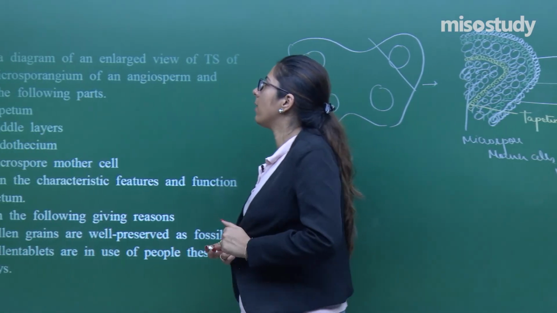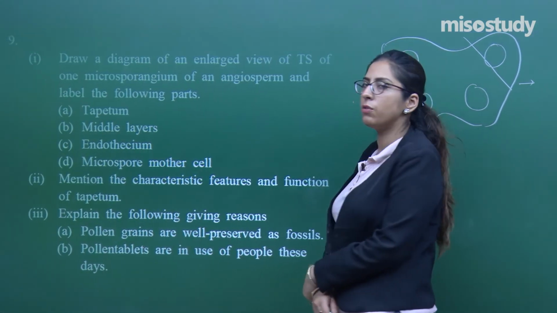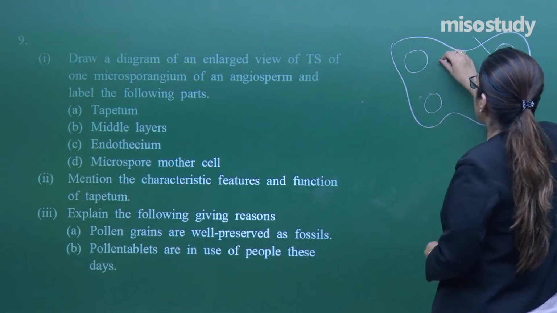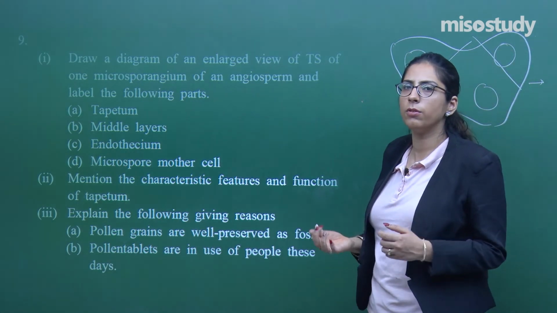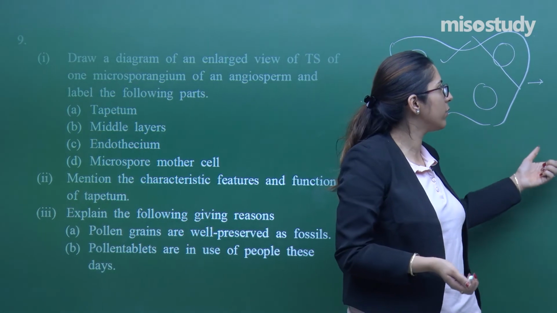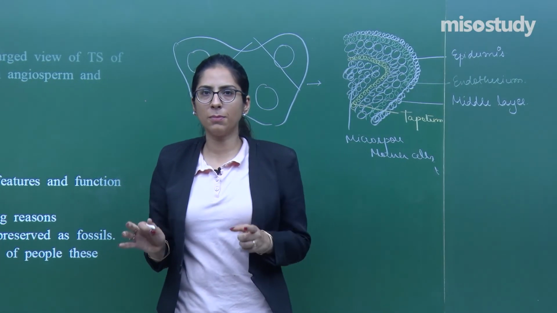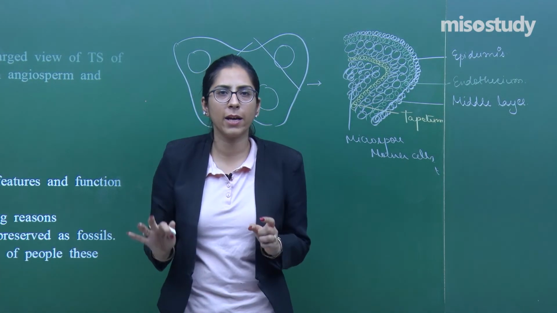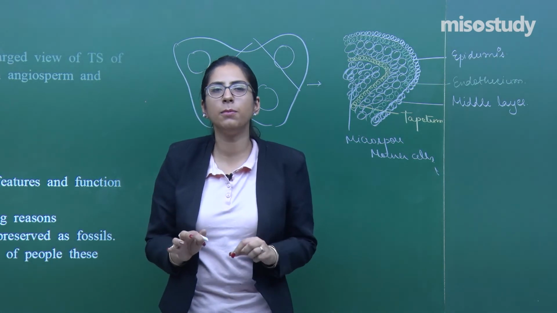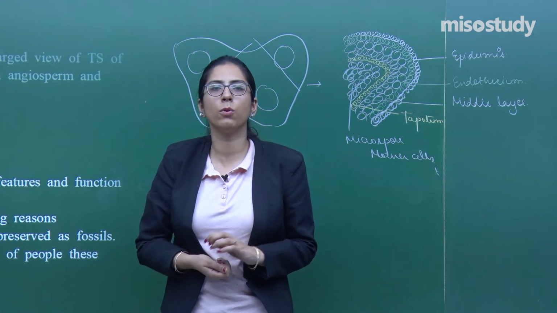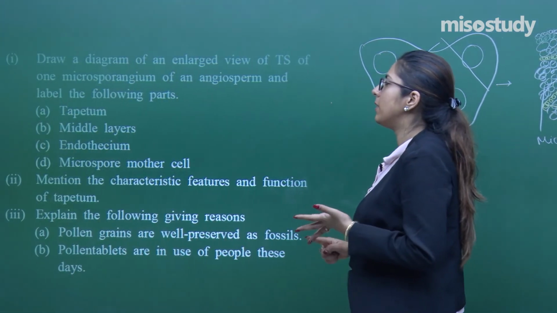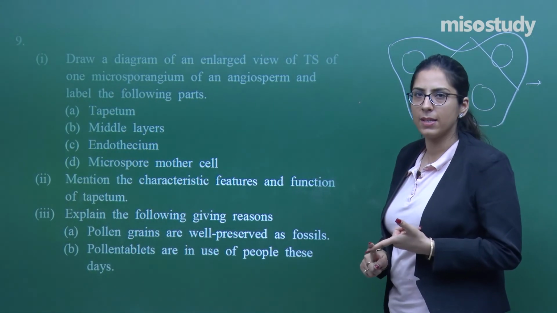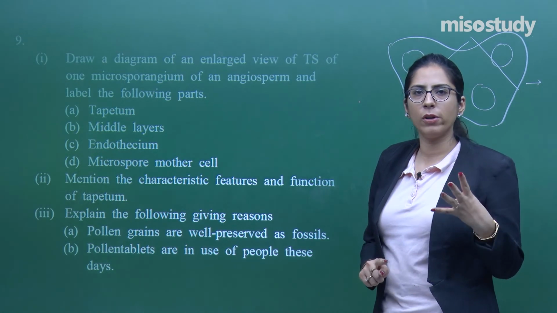Draw a labeled diagram in an enlarged view. You don't have to draw this diagram. This is not an enlarged view. So in the rough, you can draw this diagram and later on you can explain the detailed diagram. This is not a complete diagram, but you have to explain like this. A very well labeled, beautiful diagram you have to draw if such a question comes in your exam. So you have to label the tapetum, middle layer, endothecium and the microspore mother cells. All of these 4 parts I have already labeled.